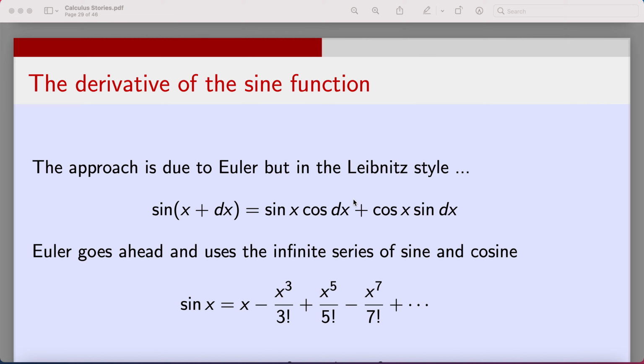So now, f of x is sine x. So what is f of x plus delta x? Euler didn't bother about that. He kept on writing dx instead of delta x. So sine of x plus delta x, you know the very basic sine a plus b formula, that is sine a cos b plus cos a sine b. Sine x cos dx plus cos x sine dx.